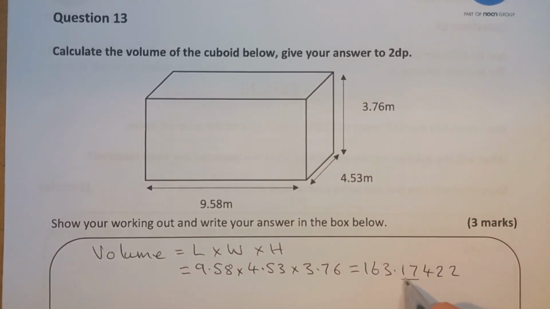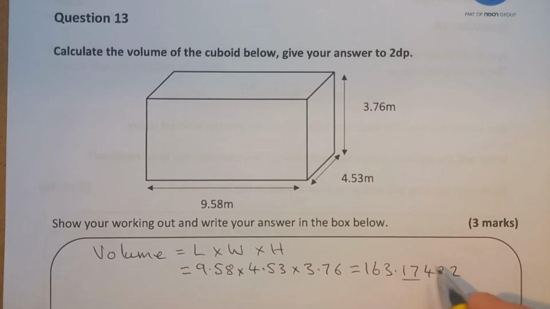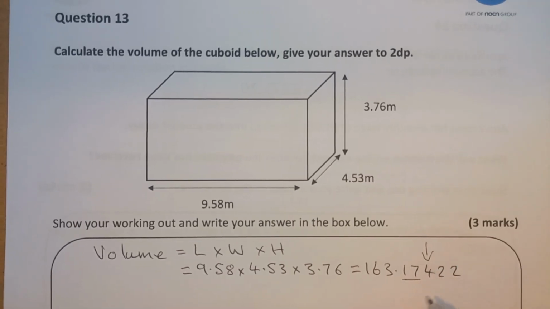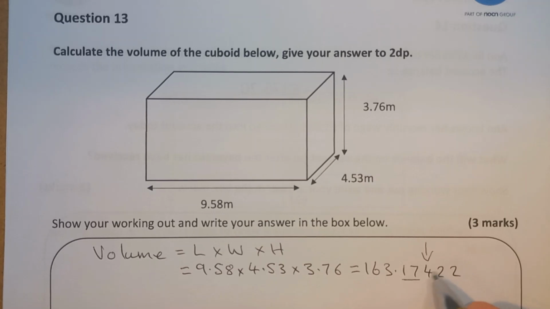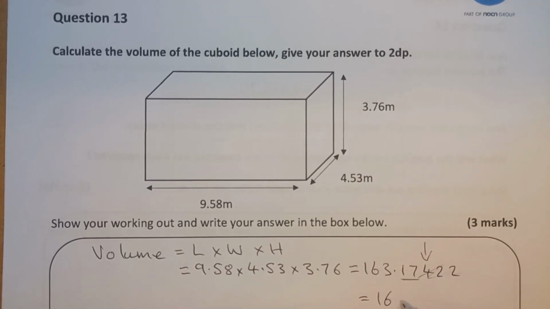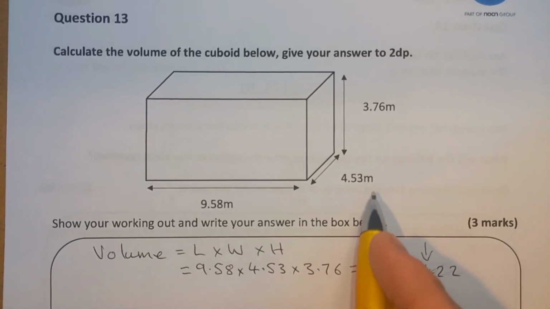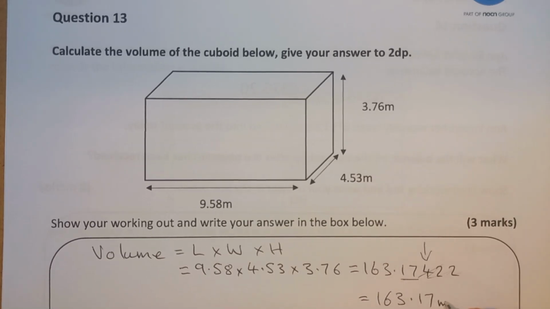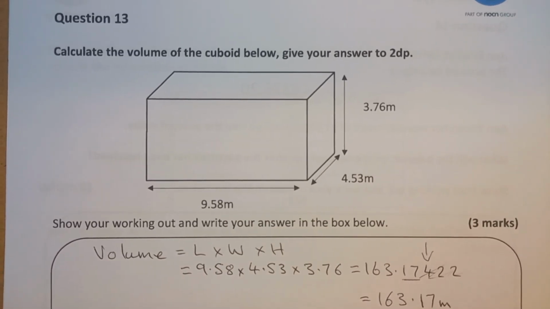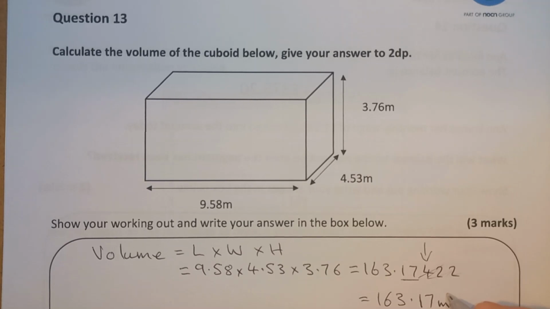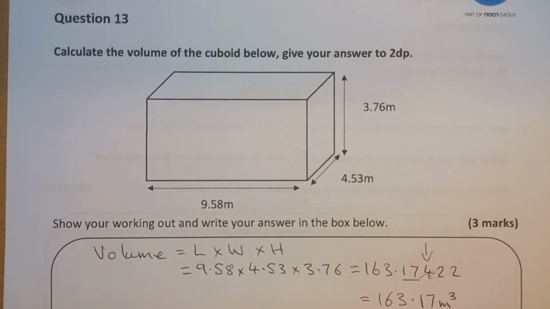Well, this is 2 decimal places, so we look at the next digit, which is the 4. Well, it's less than 5, so fine, we can just leave that and keep our answer as 163.17, and it's volume, so we've got to think about the units. Well, it's meters, and volume's at 3 dimensions, so it's meters cubed.